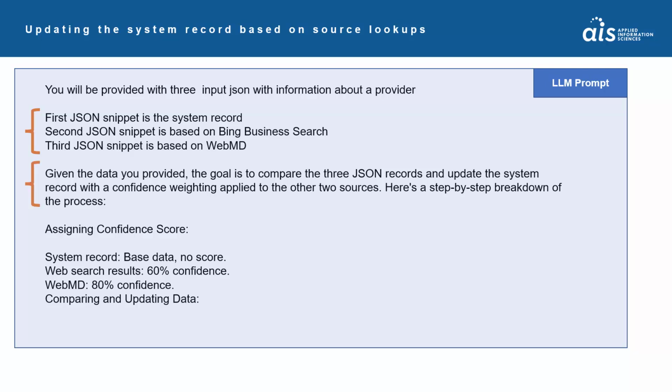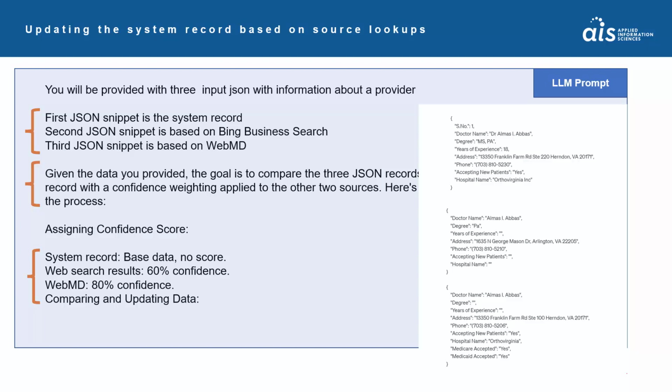Next, we are going to set up step-by-step instructions. Specifically, we are going to assign a confidence score. So we give a 60% confidence to web search. We give an 80% confidence to WebMD. And this is, of course, just an example of how you can set up your data quality rules. The next thing we are going to do is also provide it the context. So here's the system JSON snippet, the web search JSON snippet, and the WebMD JSON snippet.